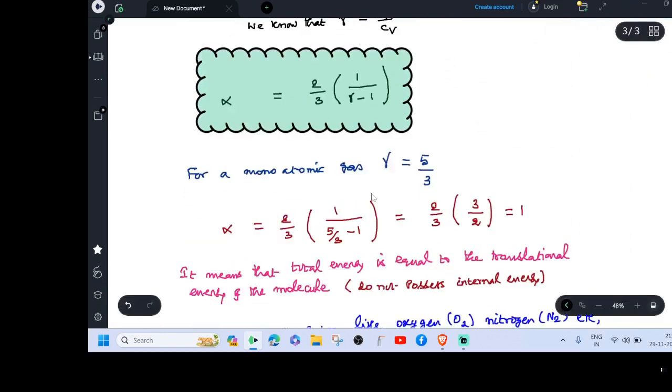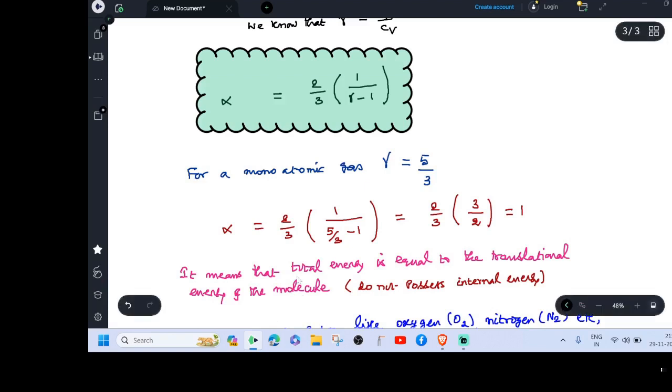For a monatomic gas, you know that only translation motion is possible, no talk about rotational motion. We have to prove the same. For a monatomic gas, the value of gamma equals 5 by 3. Then instead of gamma, if you put 5 by 3, we get 1, because 5 minus 3 whole divided by 3. 5 minus 3 is 2, then 3 by 2, 3 cancels out, 2 cancels out, 1.